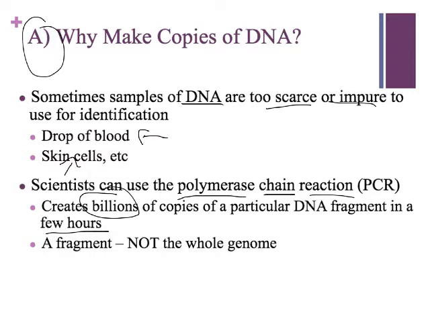So one thing I want to point out is you're just making a lot of copies of a small section. So maybe if I found a cell that had an entire 46 chromosomes from a person, I wouldn't make billions of copies of all that DNA. That would take too long, and I don't need all that DNA. I'm just going to make copies of one section. And if you remember from the previous slide, I talked about those STRs. STRs are regions of the DNA that are unique to a person. So if I made lots of copies of just those STR regions, I would now have plenty of DNA that I could analyze.